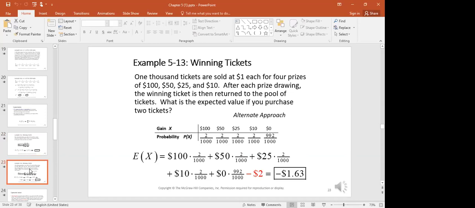Let's look at another, a little more complex example. 1,000 tickets are sold at $1 each for 4 different prizes: 100, 50, 25, and $10. After each prize drawing, the winning ticket is returned to the pool of tickets. What is the expected value if you purchase 2 tickets? If you purchase 2 tickets, you have 2 chances out of 1,000 to win $100, $50, $25, or $10. And if you do not win any of those from your 2 tickets, you have 992 possibilities of losing.